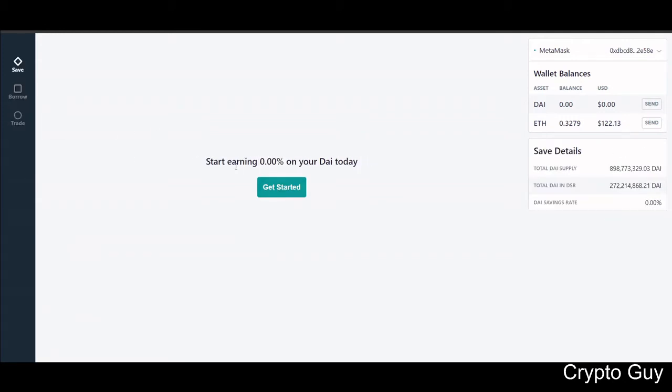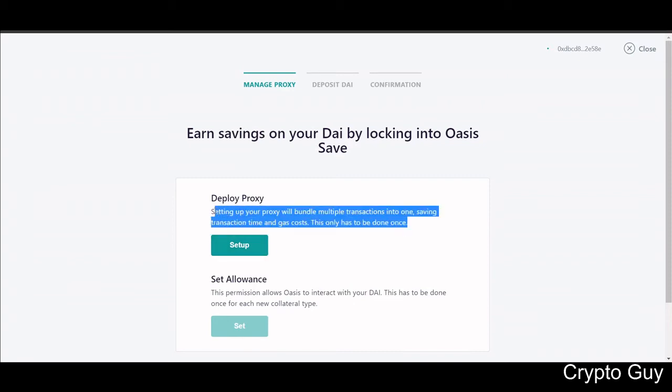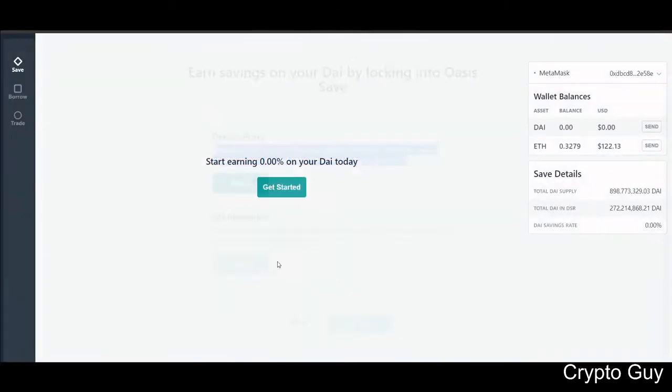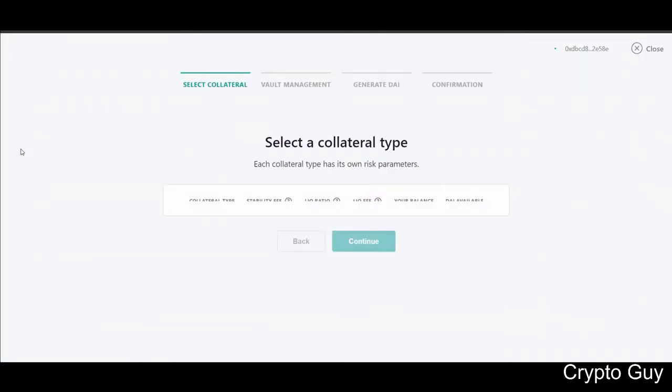Here you can see the save option, start earning 0.00% on your DAI today. So there is no interest at the moment. I have Ethereum in my account, but here you can deploy the proxy. It combines like 10 transactions and also saves your transaction fees, but at the moment it's not happening, so I'm not going to do that. And also the vault, you can deposit your Ethereum and get DAI back, same thing like that.